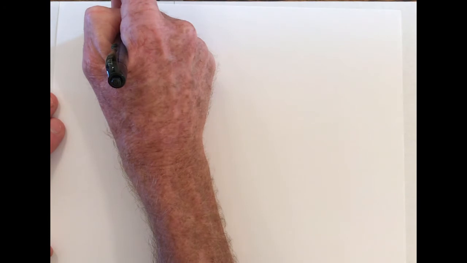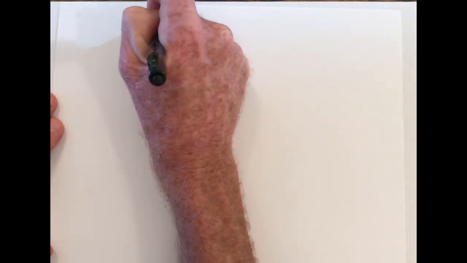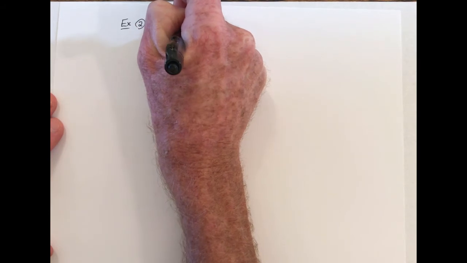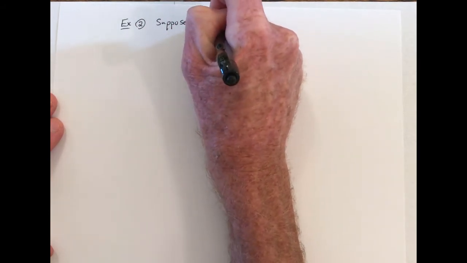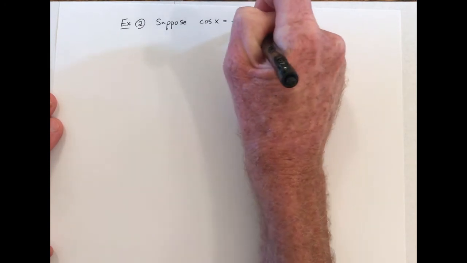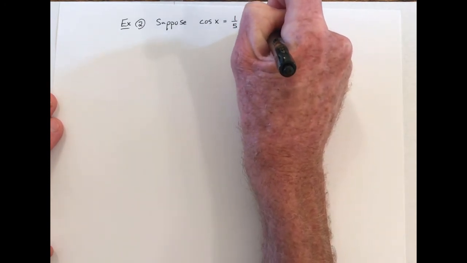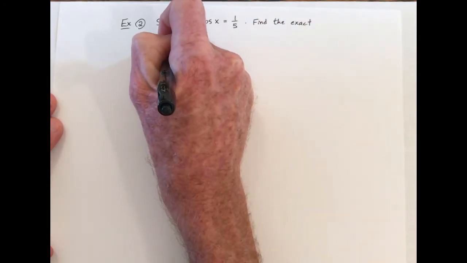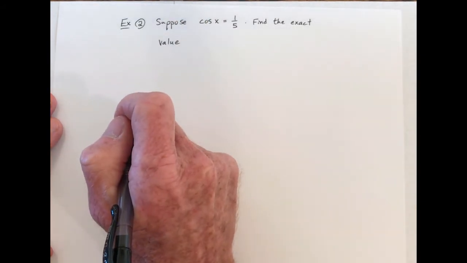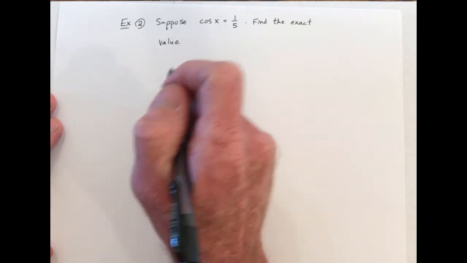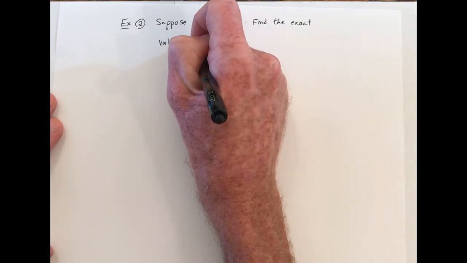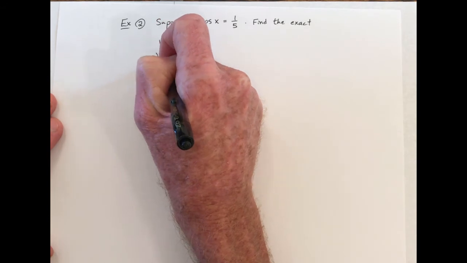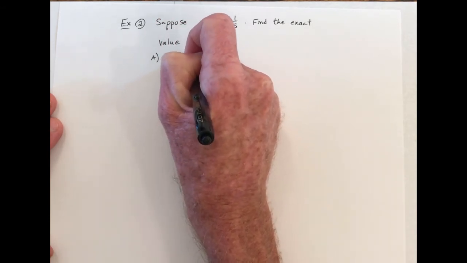Then on to example number 2. Suppose that you know that cosine of x is equal to 1/5. And then find the exact value. In other words, you should be able to do this without using a calculator. Find the exact value of part A. How much is cosine of 2x?